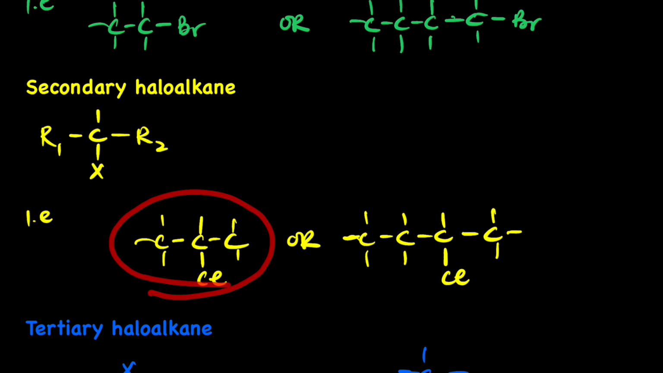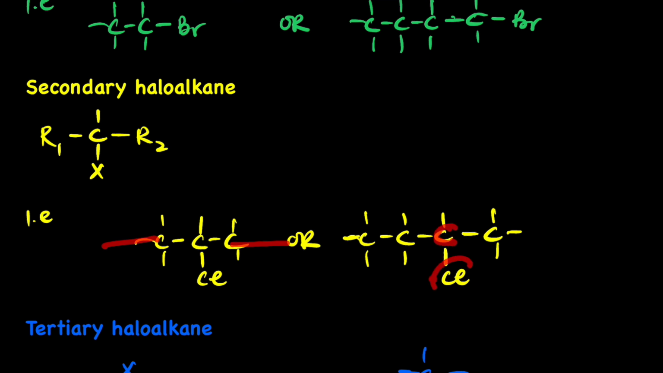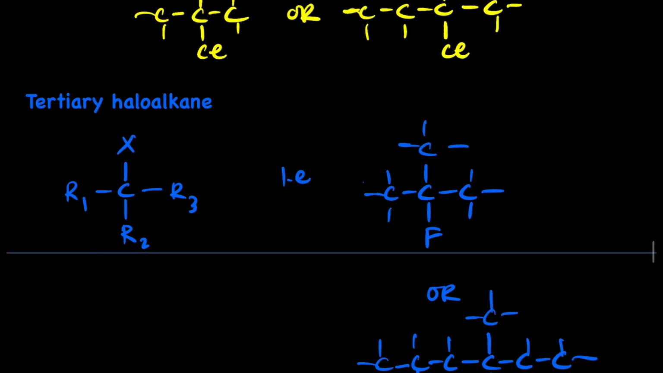Let's look at an example here. So this carbon that has a halogen is attached to two, so it's a secondary. Let's look at this one. It doesn't matter how many carbons are here. Do you see this carbon that has a halogen is attached to 1, 2, so it's a secondary. I hope you get it.